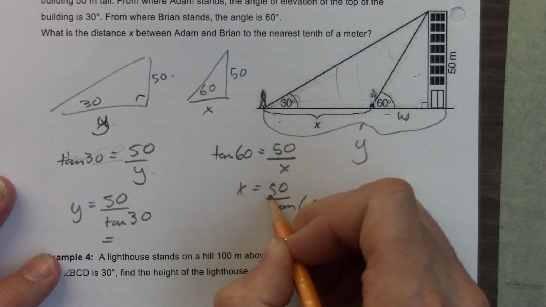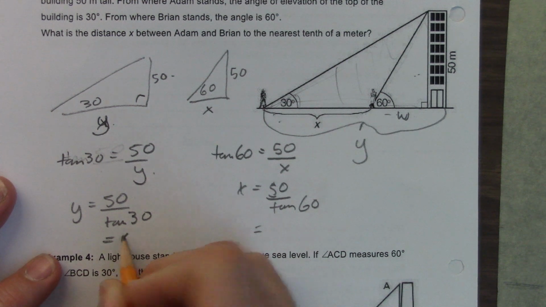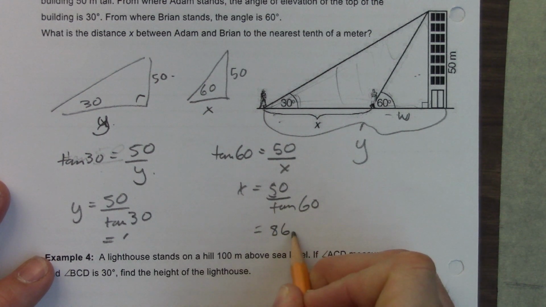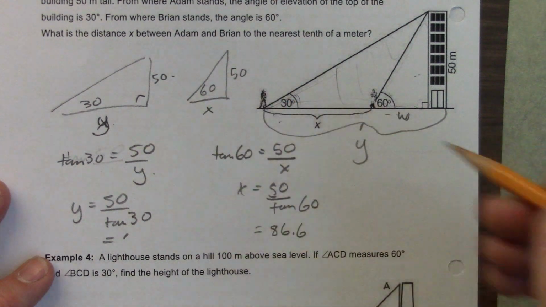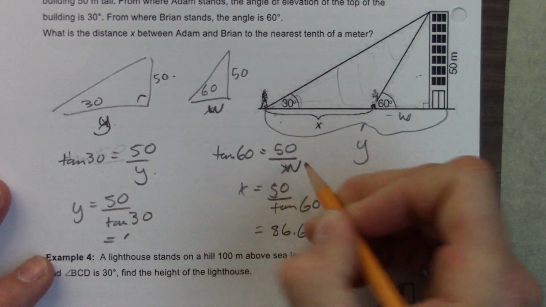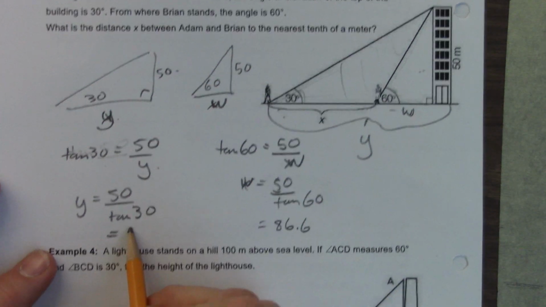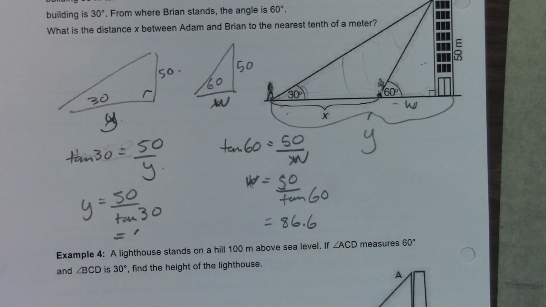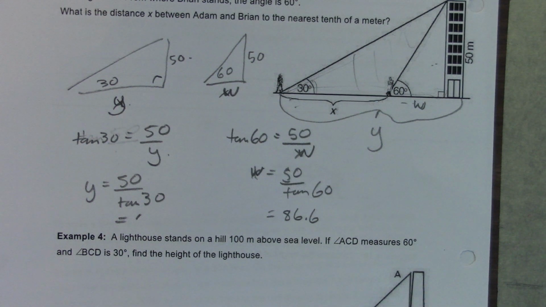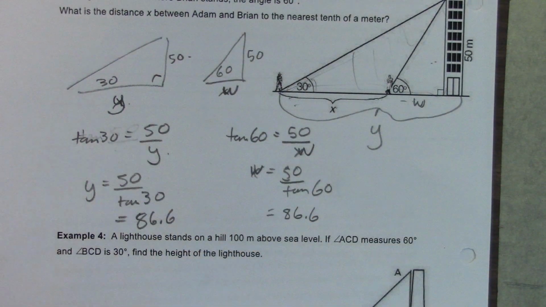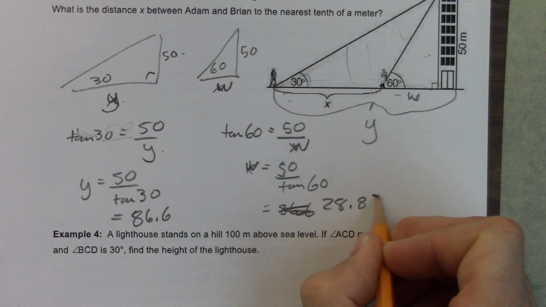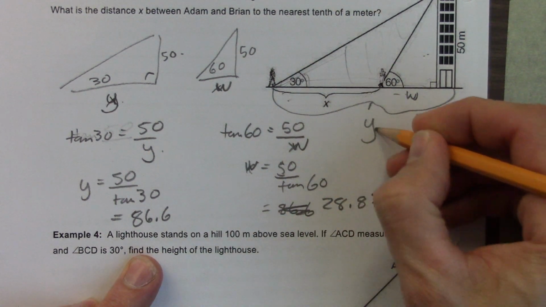What's the answer for y? 86.6. I shouldn't have called this x, because this is x. This is w, sorry. And what's this one? 86.6, and then 28.87. Okay, so then we have y here, and we have w.